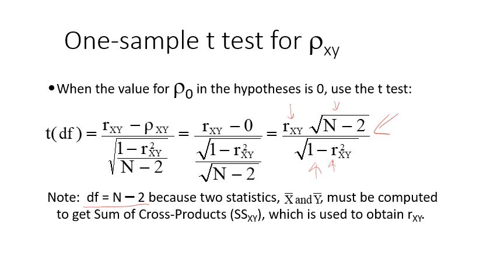And this down at the bottom, you don't have to pay attention to too much. We'll come back to this. But why is degrees of freedom n minus 2? That's because we're using 2 statistics instead of 1. Part of calculating the correlation is calculating what's called the sum of cross products, the sum of squares x, y. To do that, you need to use 2 variables, so the degrees of freedom becomes n minus 2.